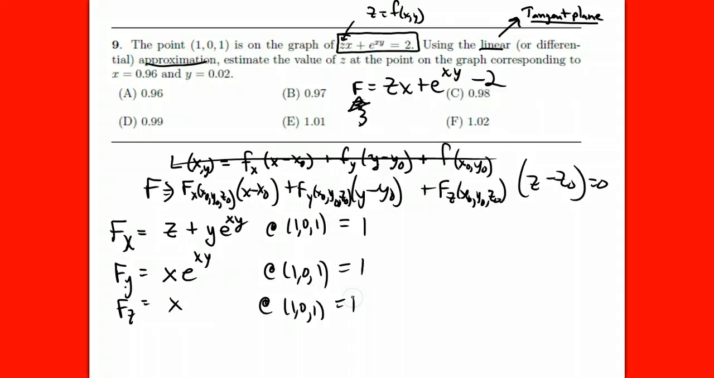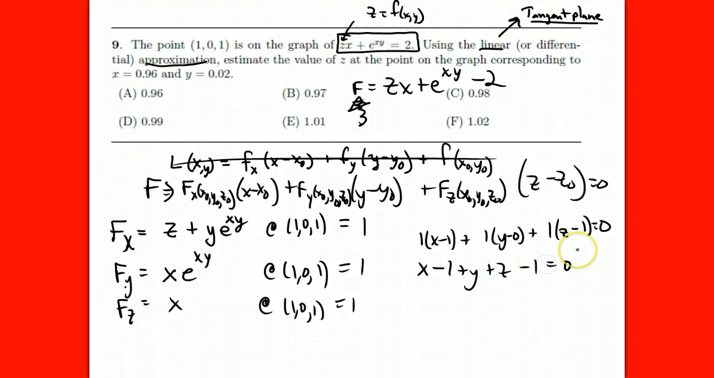Great. Those are like the A, B, and C. We take 1 and multiply it by x minus 1, 1 times y minus 0, and 1 times z minus 1. So that's our tangent plane equation. It's x minus 1 plus y plus z minus 1 equals 0. X plus y plus z minus 2 is 0. That's the tangent plane.